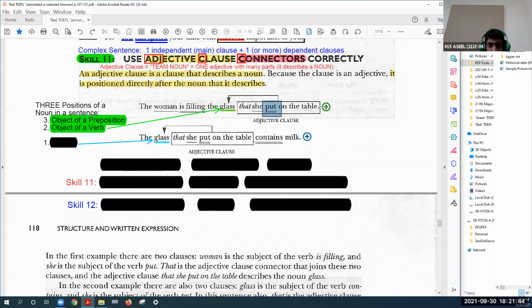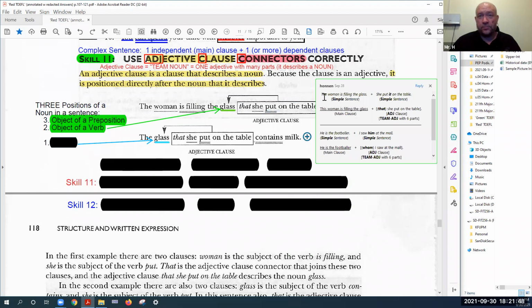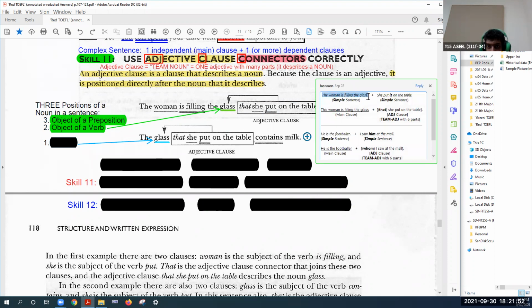Yes, okay, so I want you to read this. The woman is filling the glass. What is this? Simple sentence. That's a simple sentence. And this, she put it on the table. Another simple sentence. Now we're going to join these sentences, okay?